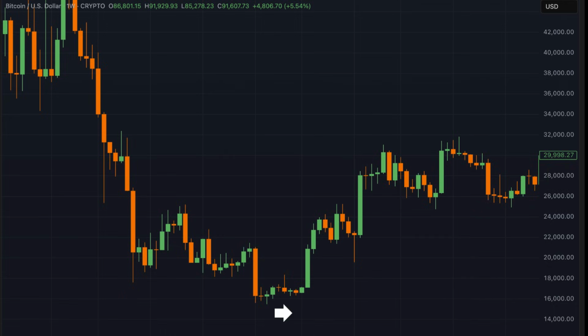Afterwards, notice how the price just moved sideways. The market formed small-bodied candles, indicating indecision and weak momentum. At this point, buyers are still hesitant to step in, but sellers can't seem to push the price any lower either. And that's where our second example comes in.